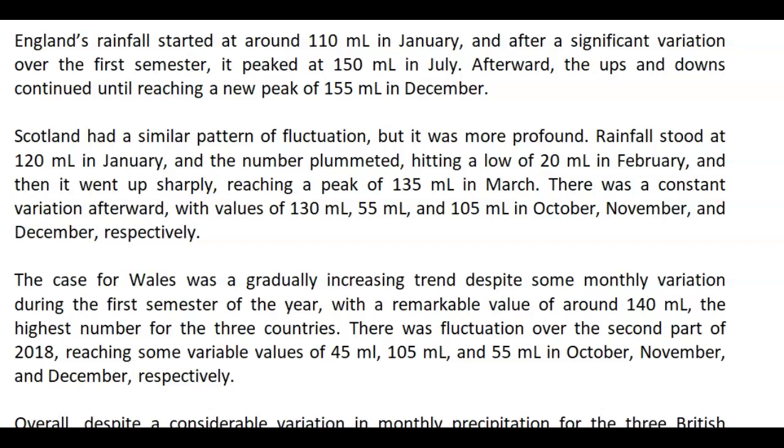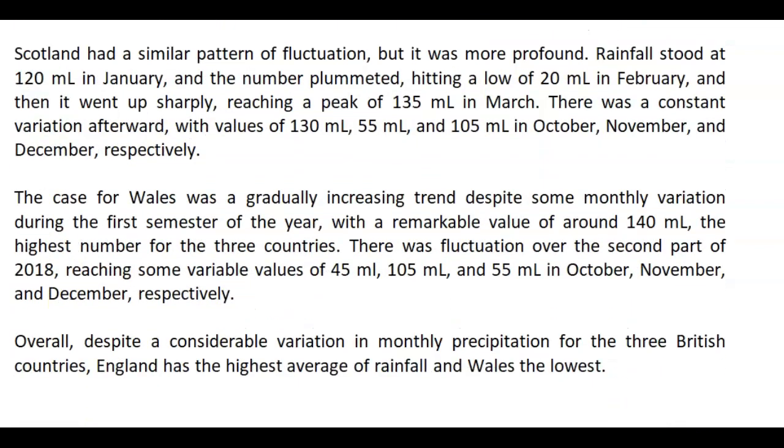There was fluctuation over the second part of the 2018, reaching some variable values. Overall, despite considerable variation in monthly precipitation for the three British countries, England had the highest average rainfall and Wales lowest. I think this is good. I would have gotten rid of that "A."